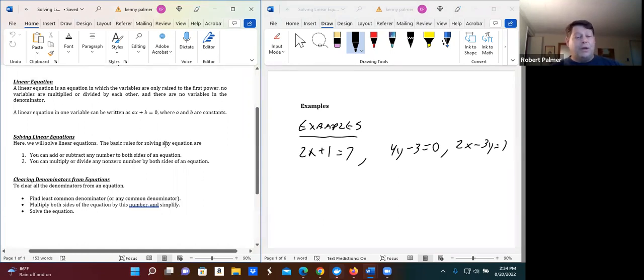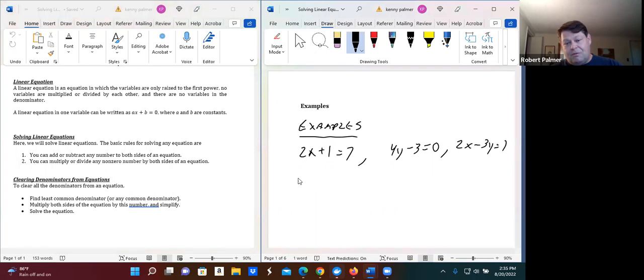The basic rules for solving any equation say you can add or subtract the same number, any number, to both sides of an equation. That's a general rule. Now, rule number 2, you can multiply or divide both sides of an equation by any non-zero number. The reason it says non-zero is, of course, you can't divide by 0. You know that. That would make it undefined. The reason you can't multiply both sides by 0 is there's nothing wrong with that, but then you end up with 0 equals 0, which is true, but not useful.